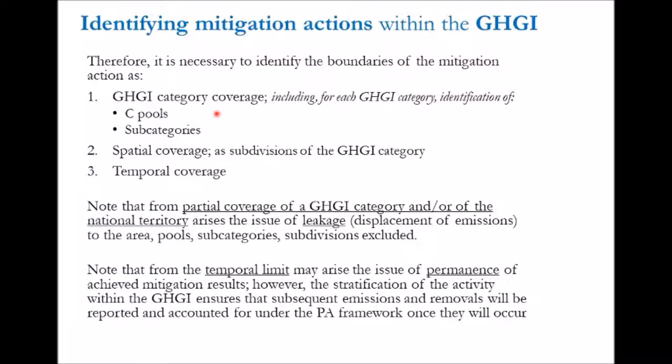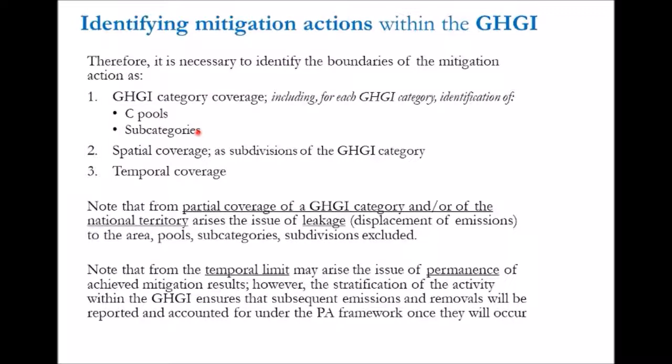The carbon pools that are included within the category. Which subcategories are included? Deforestation. Deforestation in the greenhouse gas inventory is the combination of 5 land use change subcategories: forest land converted to cropland, forest land converted to grassland, forest land converted to settlement, and so on. So, which of them are impacted by the policy?